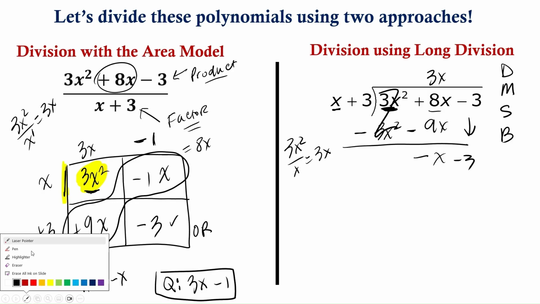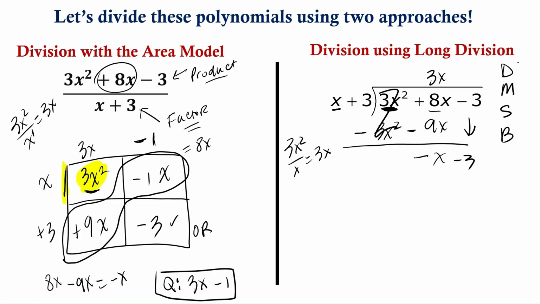Okay. Now we're going to go back and divide. We're going to divide this term, negative x, by x, which is going to give me negative 1. We're going to multiply. Negative 1 times x gives me negative x. Negative 1 times 3 gives me negative 3. When we subtract this, we want to make sure that it changes the signs, and we have a 0 remainder. So that's a recap on dividing polynomials with two approaches.